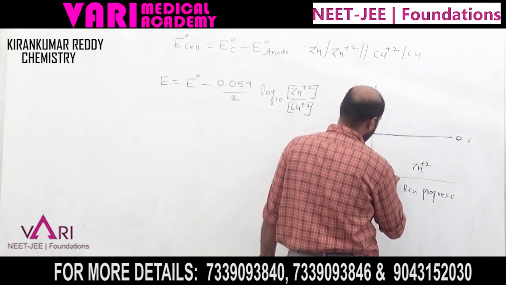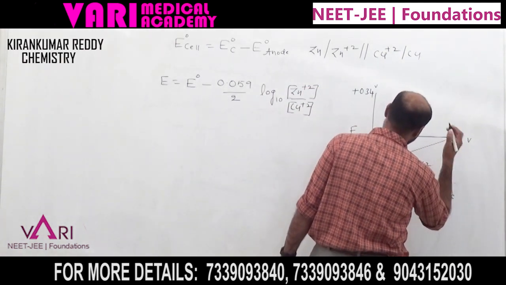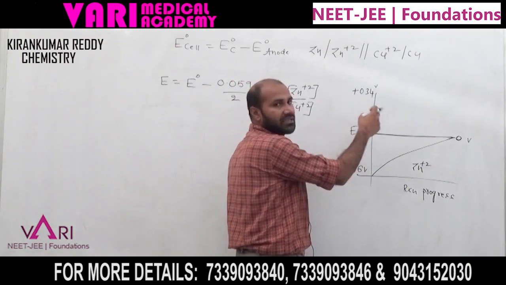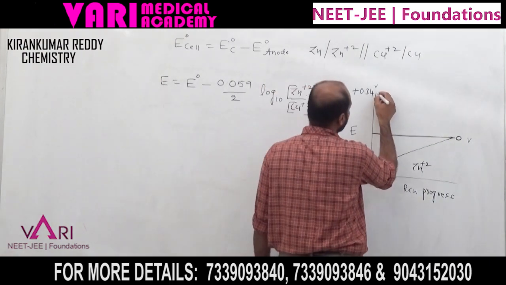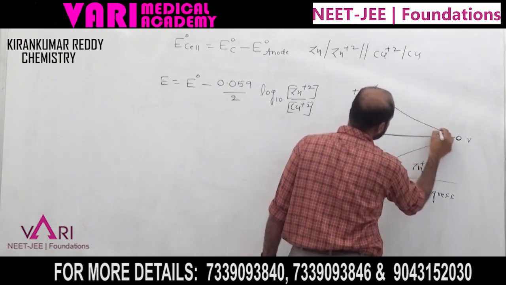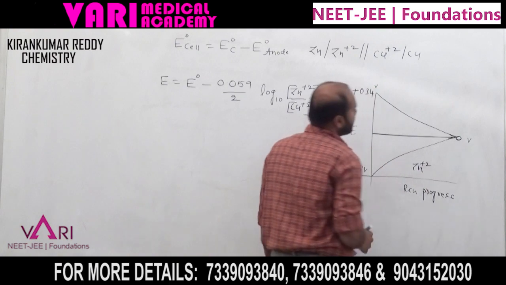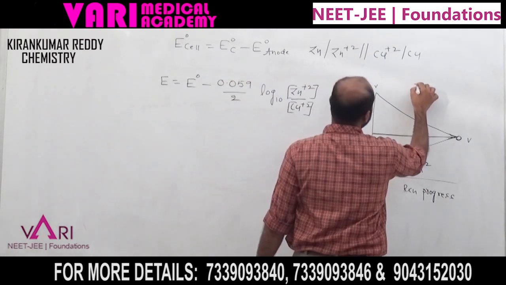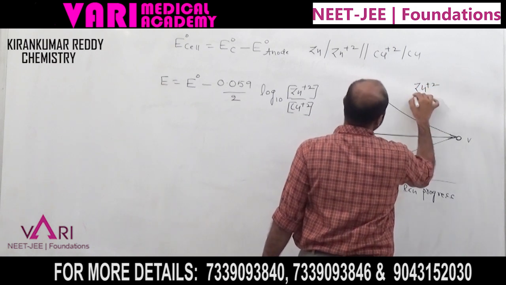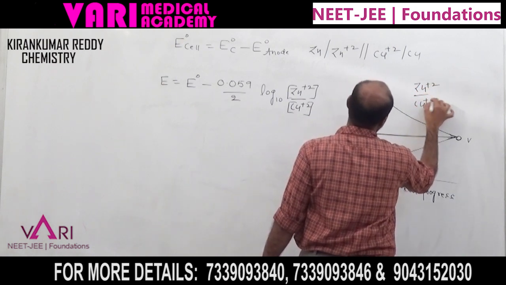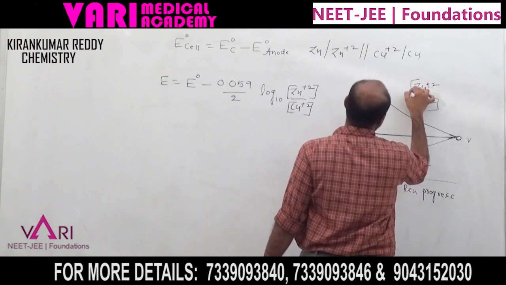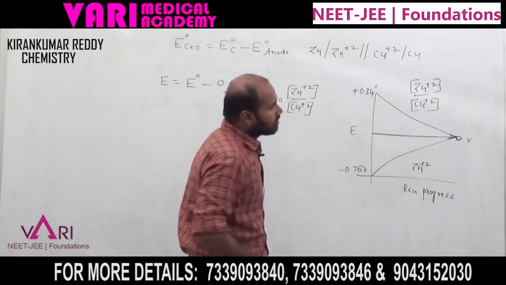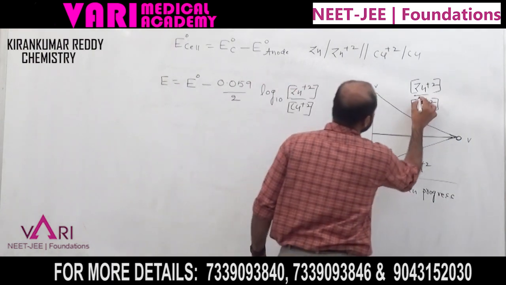It reaches some point, this one is 0. Copper plus 2 is deposited on the copper surface, so copper plus 2 concentration decreases, and it also reaches 0. This is the equilibrium. At equilibrium we can write K equilibrium is equal to Zn plus 2 by copper plus 2.